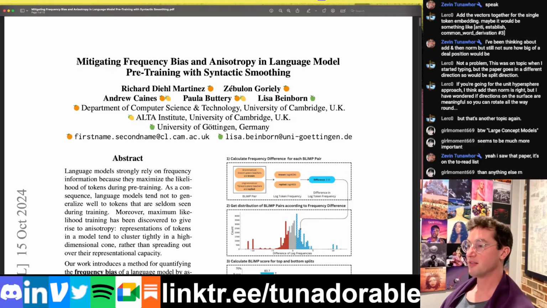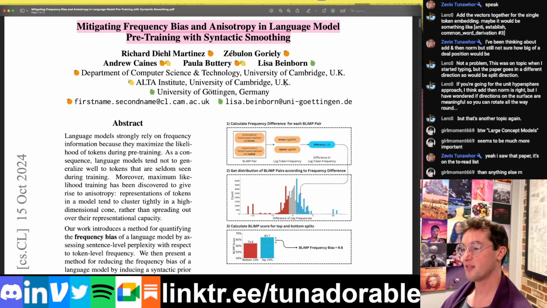Oi, mitigating frequency bias and anisotropy in language model pre-training with syntactic smoothing. Interesting paper today. They do some stuff with messing around with token embeddings and making them train even the rarer ones that are not being trained very often.